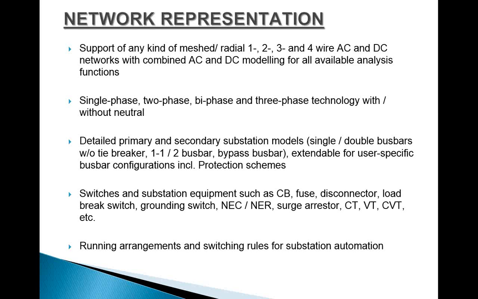We can just create our CTVT or relays and place them on our networks. Switches and substation equipment like circuit breaker, fuse, disconnectors, load break switch, grounding switch, NEC, NER, surge arresters, and CTVT, CVT are all the equipment which we need to protect our network. Running arrangement and switching rules for substation automation can be provided in the network representation function. So these are some network representation features which we have in this software.